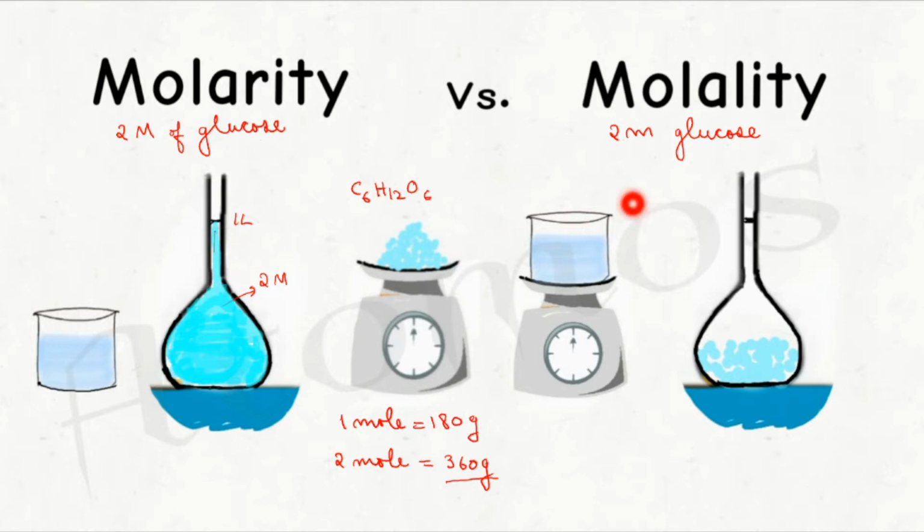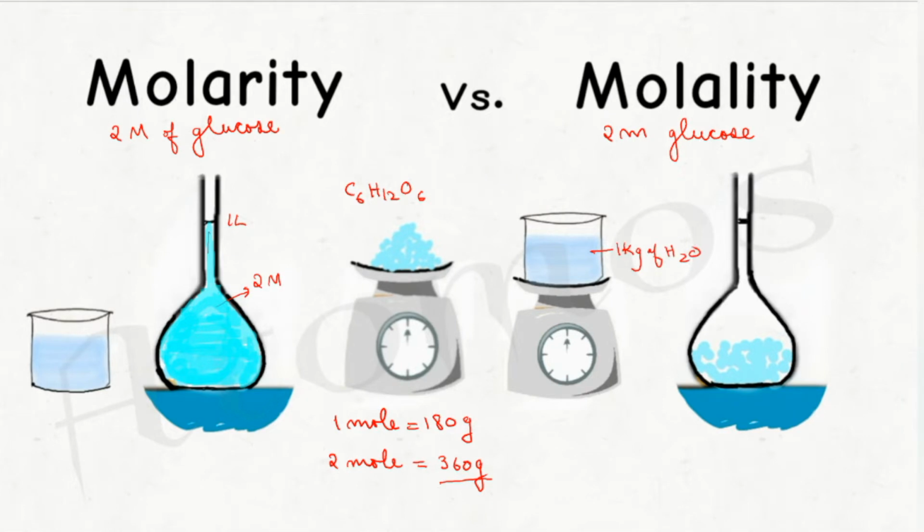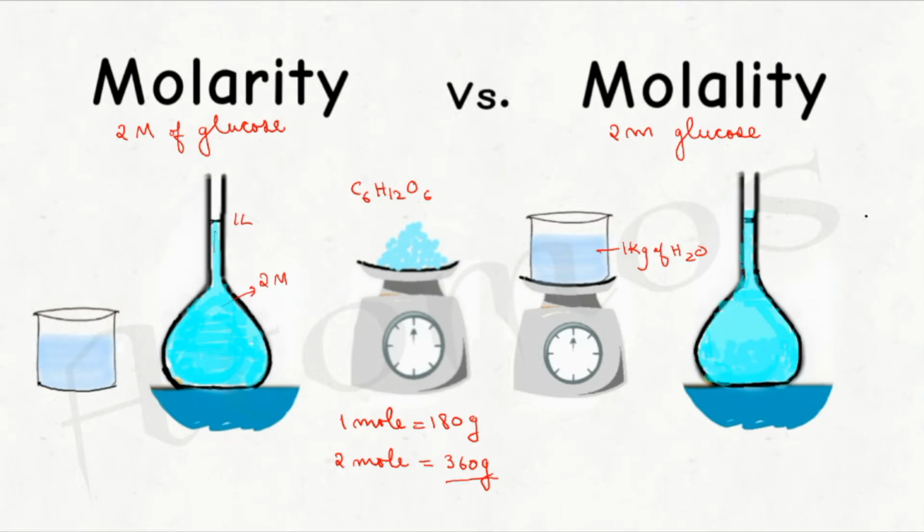Now, how to prepare a 2 molal glucose solution? For that, we are again weighing 360 gram of glucose. We are transferring that into this round bottom flask carefully. And after that, we will be weighing 1 kg of water. Then, we will be transferring this water completely into this round bottom flask. See, the resulting solution will be a 2 molal solution of glucose.